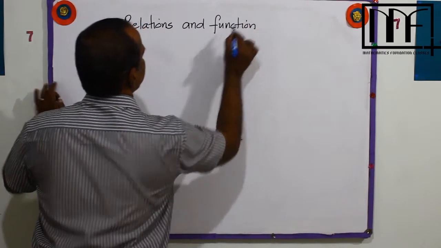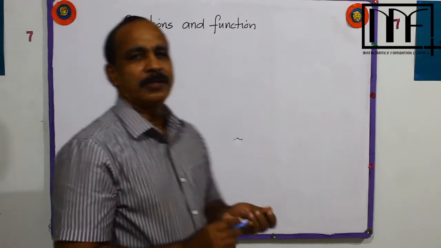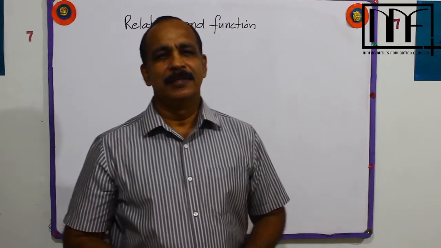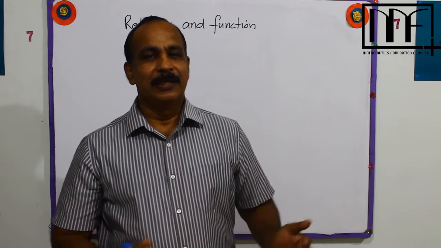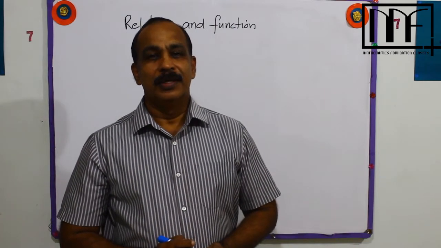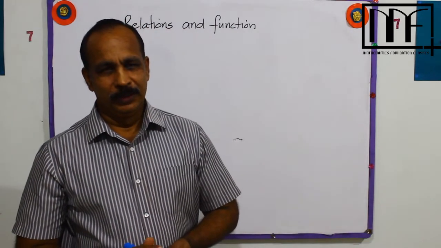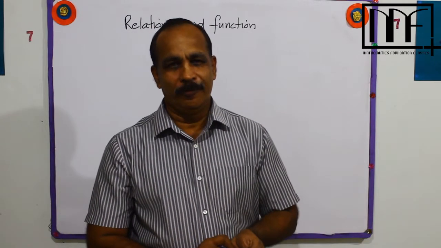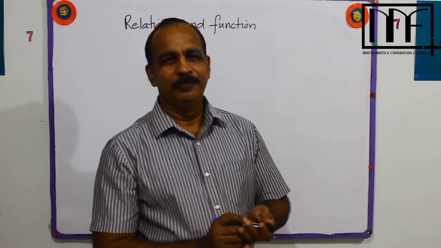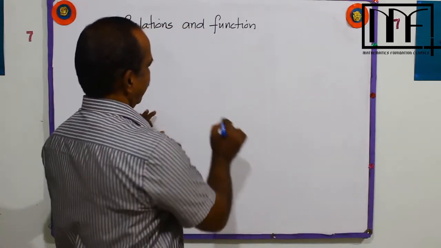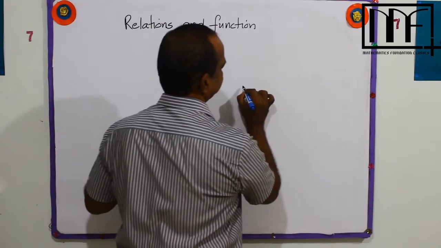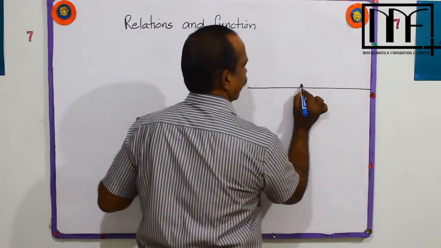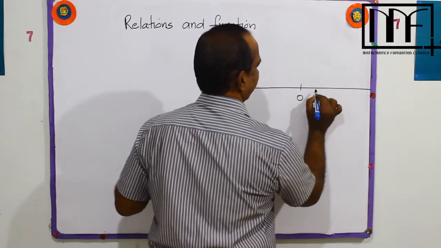Before I begin, I just wanted to connect this part with last year's portion. In class 11, you studied the Cartesian product. What is the Cartesian product? You all know how to draw the graph. How do we draw the graph? First of all, we draw a horizontal line. In the horizontal line, we mark the real numbers.